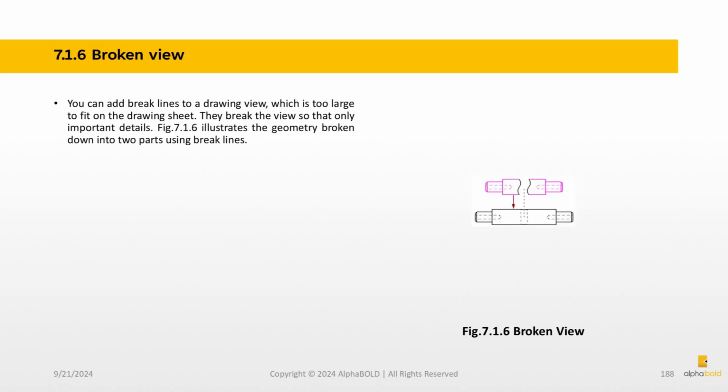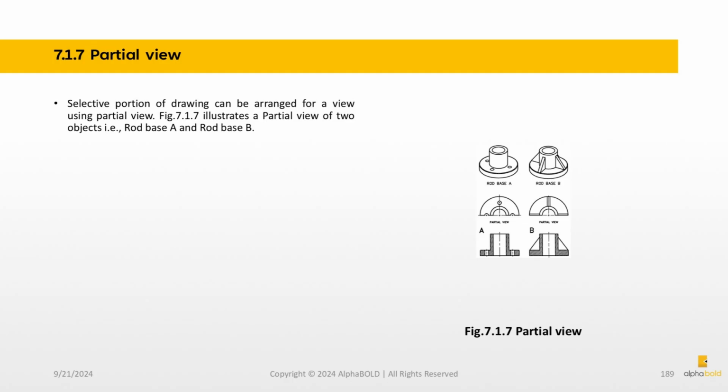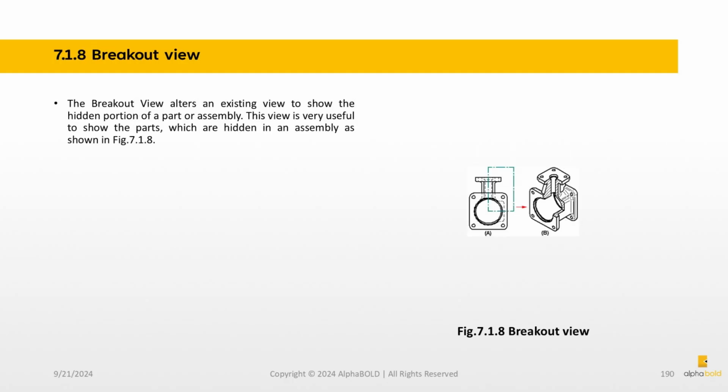Broken view. You can add break lines to a drawing view which is too large to fit on the drawing sheet. They break the view so that only important details are shown. A selected portion of a drawing can be arranged for a view using partial view. Breakout view. The breakout view alters an existing view to show the hidden portion of a part or assembly. This view is very useful to show the parts which are hidden in an assembly.